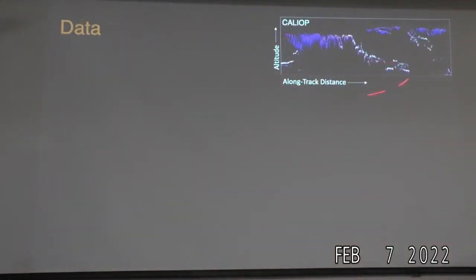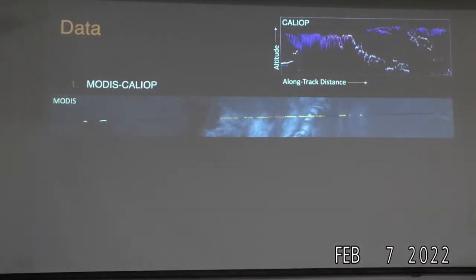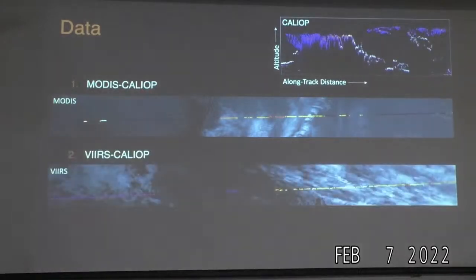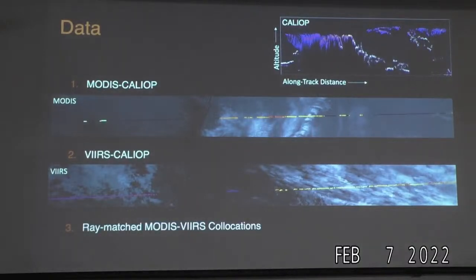So I'll talk about the data that I collected to address this. CALIOP is still our labeled data set. The first data set we collect is a collection of MODIS and CALIOP observations. MODIS is the image in the background, and CALIOP footprints are on top. The second data set is VIIRS and CALIOP. It's very similar. The third data set is a little bit different: ray-matched collocations between MODIS and VIIRS.